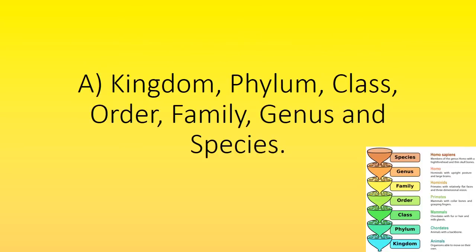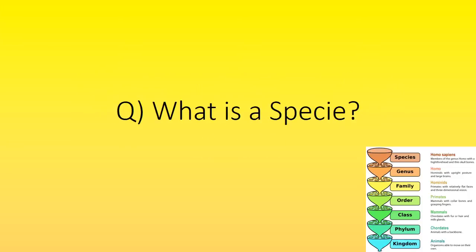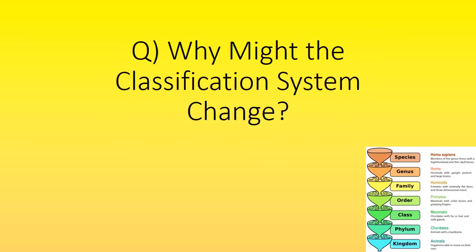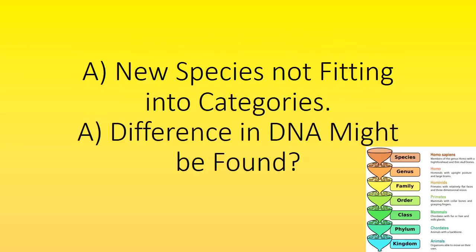Kingdom, phylum, class, order, family, genus, and species. What is a species? A group of organisms that can breed to produce fertile offspring. Why might the classification system change? New species not fitting into categories. Difference in DNA might be found.